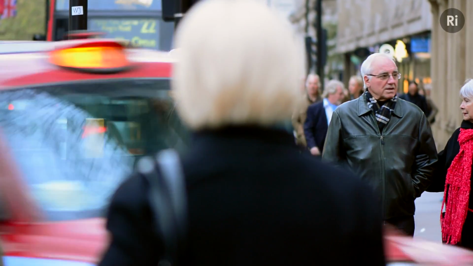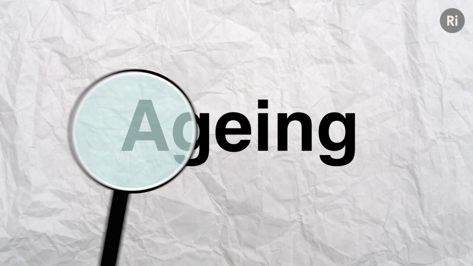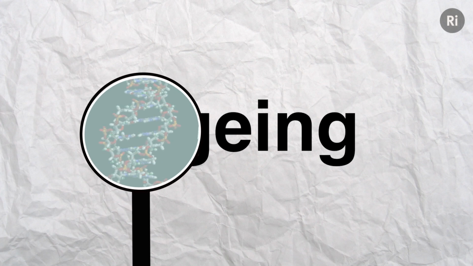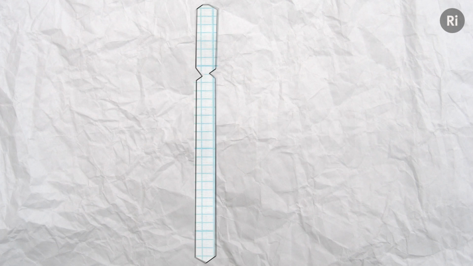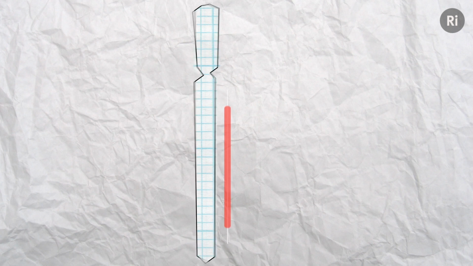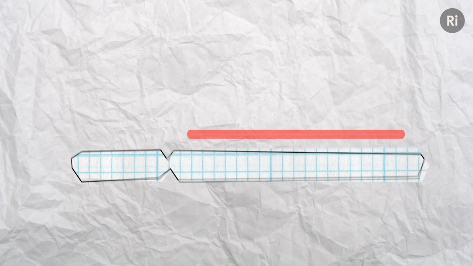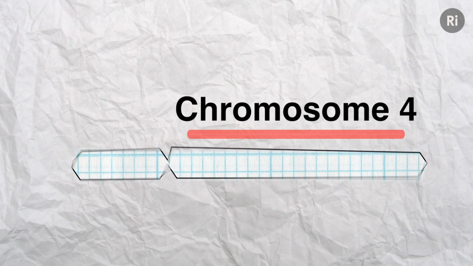In order to understand human health span, we need to get to know more about the biology of aging. There is no hiding it, it's complicated. It has genetic components, it has environmental components, and there is an extensive interplay between the two. One part of the human genome that has been shown to be linked to longevity is part of chromosome 4.